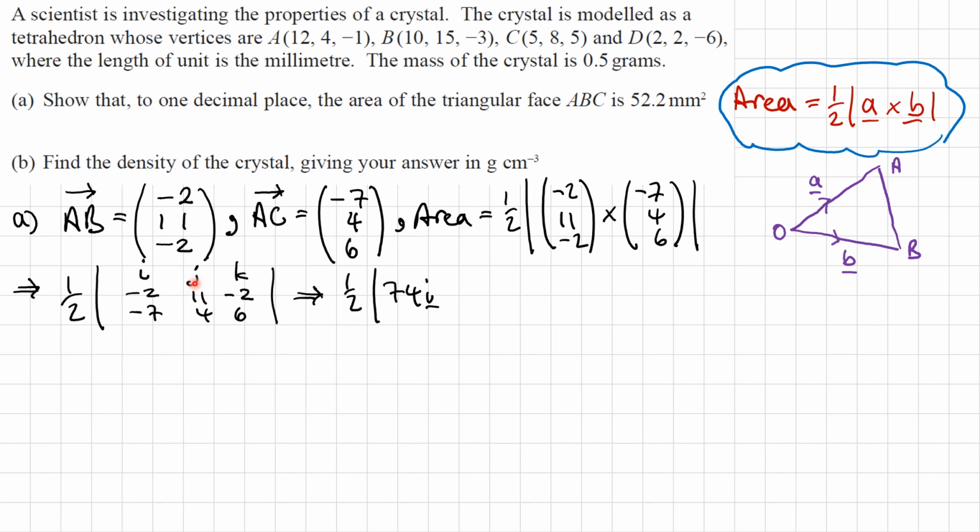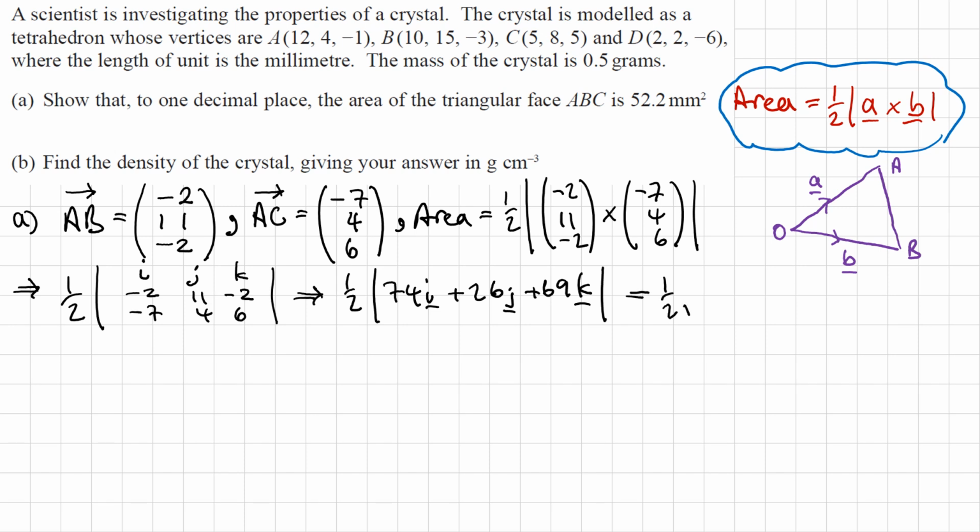Then for j, that will be -12 minus 14. So -12 minus 14 is going to be -26. Now remember, it's going to be minus 26, so it'll be plus 26. And then for k, it will be -8 minus -77. So that's -8 plus 77. And that gives plus 69k.